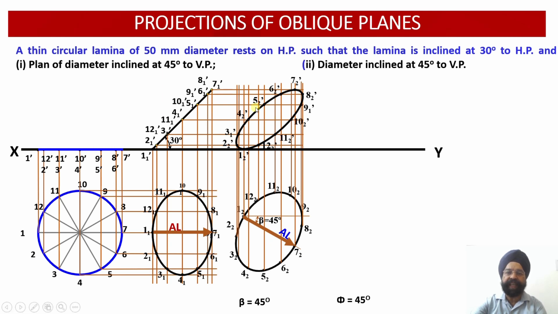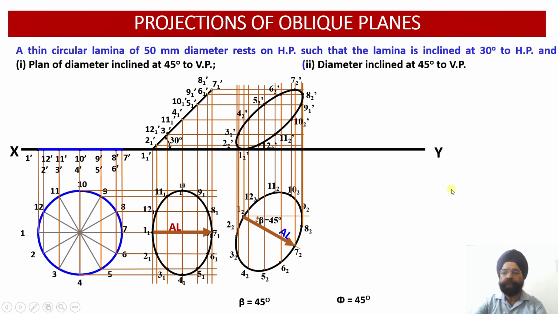That is, the lamina is inclined to both HP and VP over here. So that is why there is serious reduction in the shape over here. So this is the apparent shape of a circular lamina which happens to be inclined to both the horizontal plane and the vertical plane.